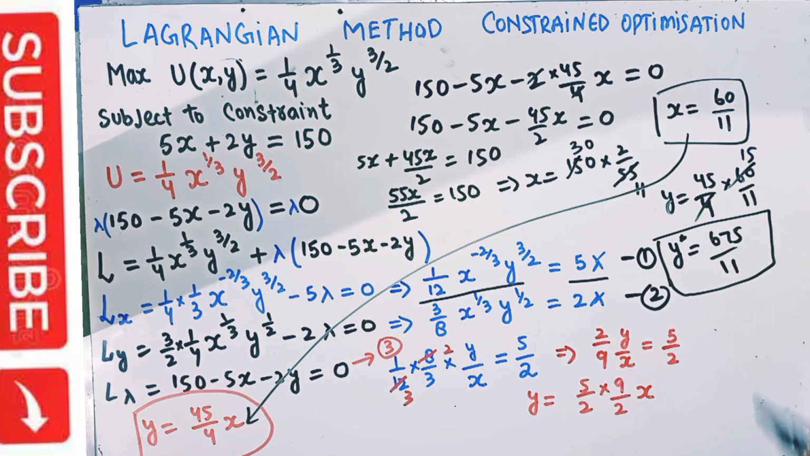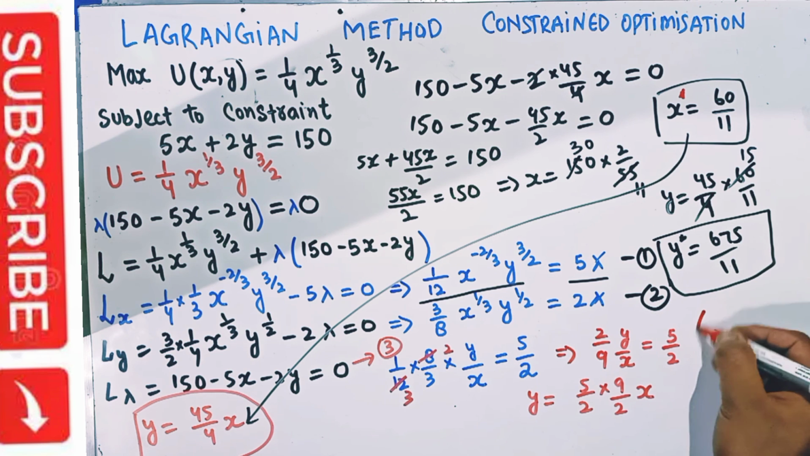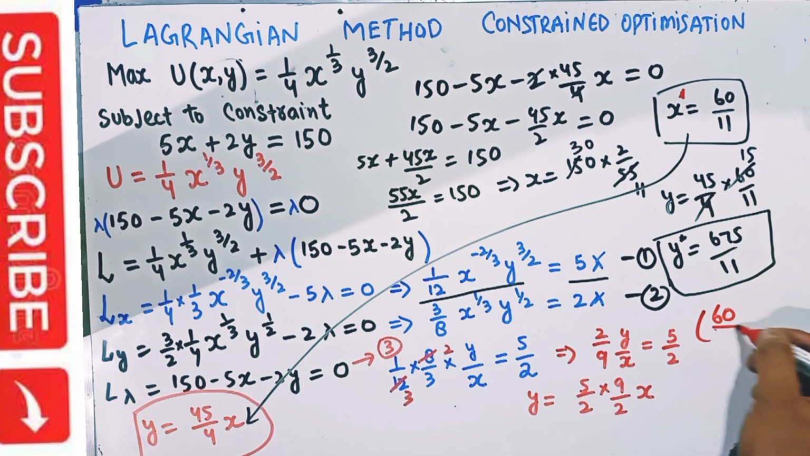So this is how we solve this kind of question using the Lagrangian method. So the optimal bundle that the consumer will consume is 60 upon 11 and 675 upon 11. I hope I make myself clear in this video. Thank you.